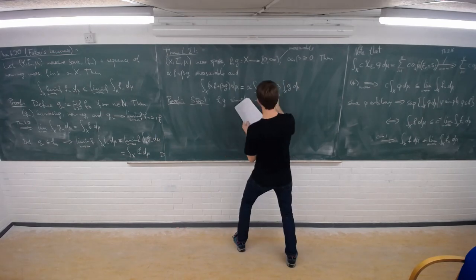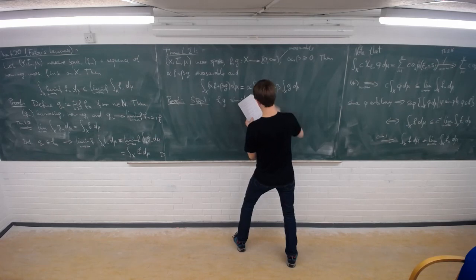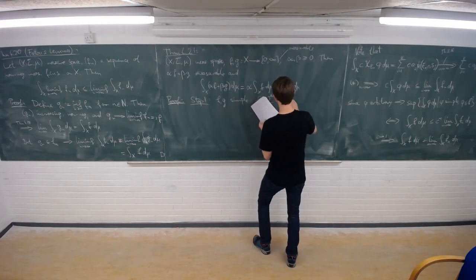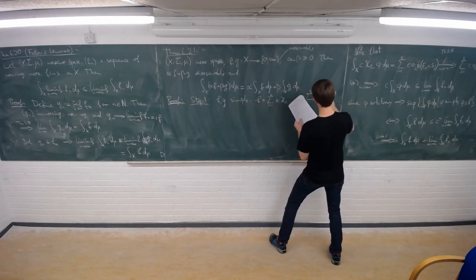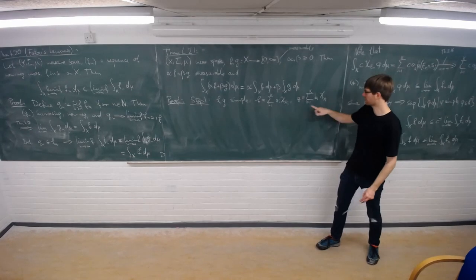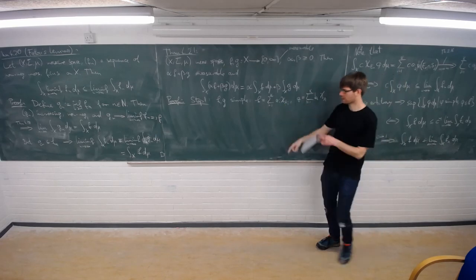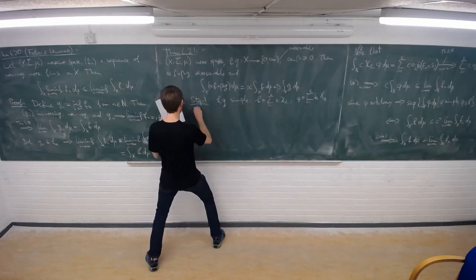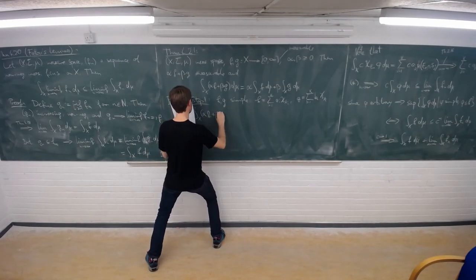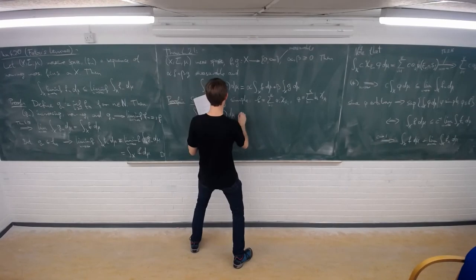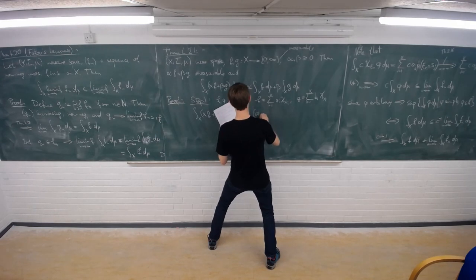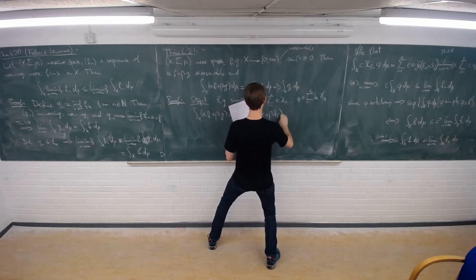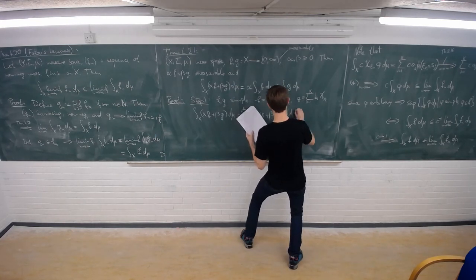So say f has the representation sum i equals 1 to k of a_i times the characteristic function of some set A_i, and g is the sum i equals 1 to k of b_i times the characteristic function of A_i, and I'm choosing common sets A_i again. So f and g have the same sets A_i. Then the integral of alpha f plus beta g d mu just by definition is the sum i equals 1 to k of (alpha a_i plus beta b_i) times mu of A_i.